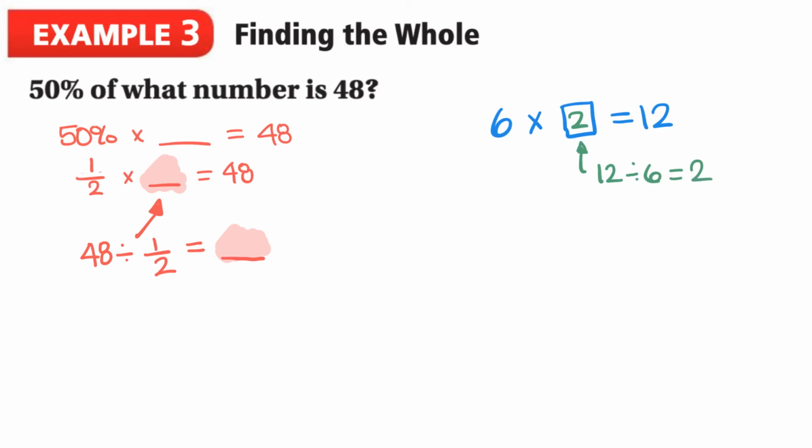So, 48 divided by 1/2, and because we have a fraction, we can make 48 a fraction by putting it over 1. So then we have fractions. So for dividing fractions, we want to keep it, change it, flip it. So now we've got 48 over 1 multiplied by 2 over 1, which is going to give us 48 times 2, which is 96, and then 1 times 1 is 1. So we get 96 over 1, which just simplifies to 96. So this means that 50% of 96 is 48.